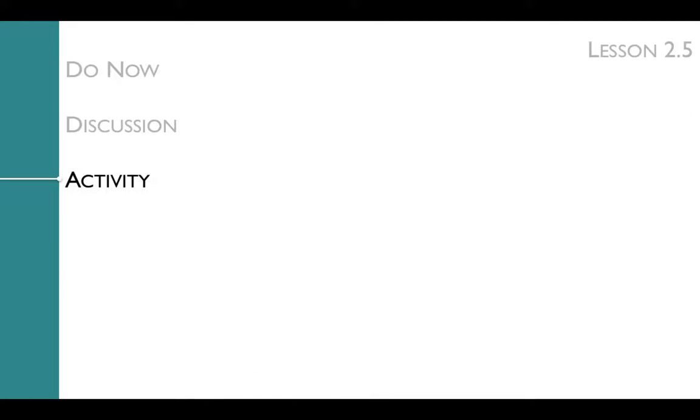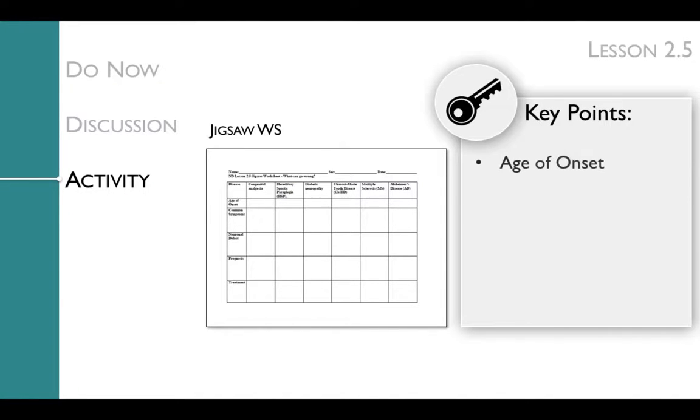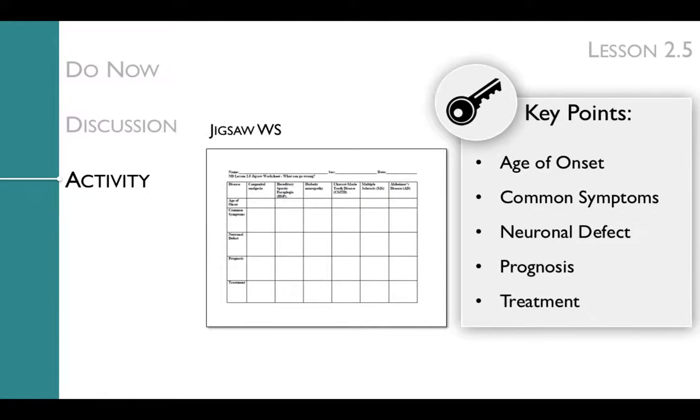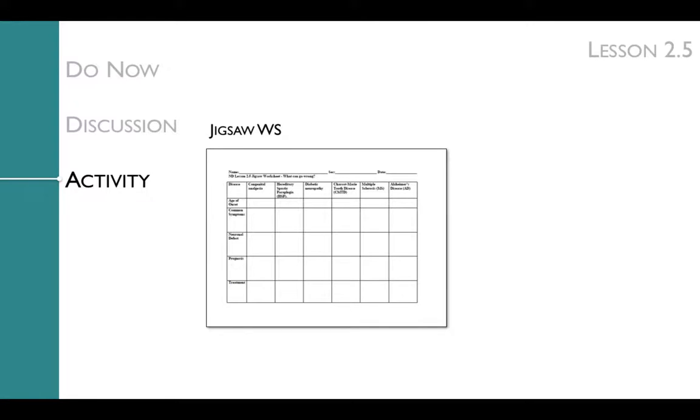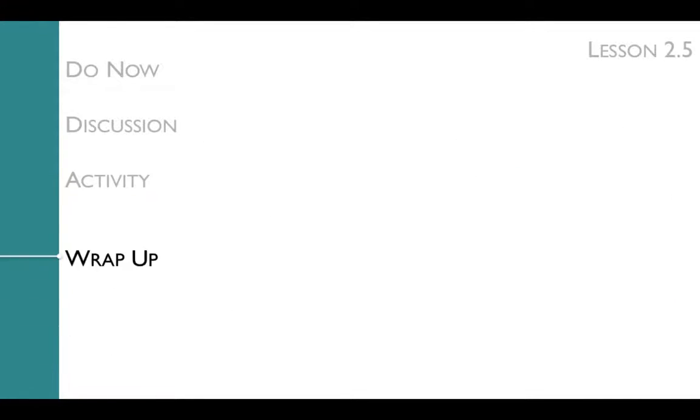To help students focus on the most important details of each of the case studies, give each student a jigsaw worksheet that has them take notes on those key points, which are the age of onset, the common symptoms, the neuronal defect, the prognosis, and the treatment for each disorder. You can review all of this information in the jigsaw worksheet answer key. It has everything organized just as your students will be organizing it. Additionally, the teacher primer and teacher manual go over all of these key scientific concepts about each of the disorders.